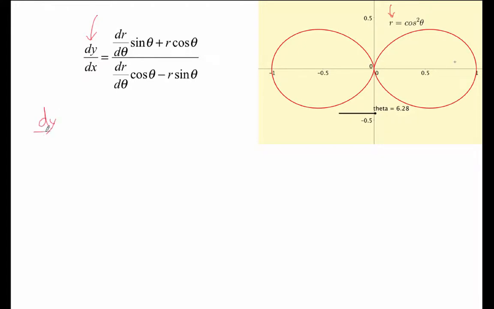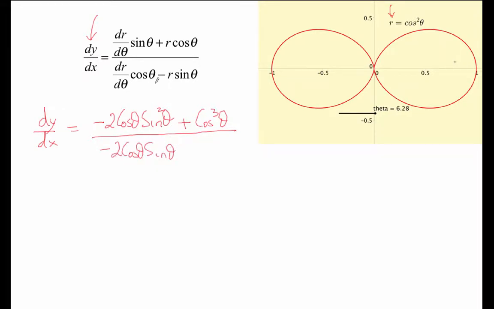So let's work out dy by dx. We have to differentiate r with respect to theta. That gives 2 cosine theta sine theta with a minus sign, and then we have to multiply by sine theta, so that's sine squared theta. And here we have cos cubed theta divided by, again, minus 2 cos theta sine theta, but we have to multiply by cosine theta, so that's cos squared theta, and here we will have cos squared theta sine theta. Let's divide out by cosine theta. That will slightly simplify it.